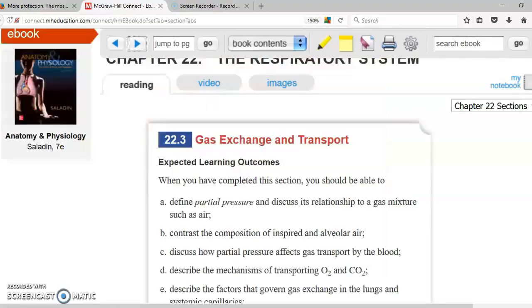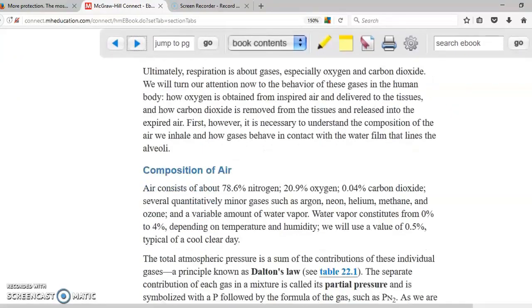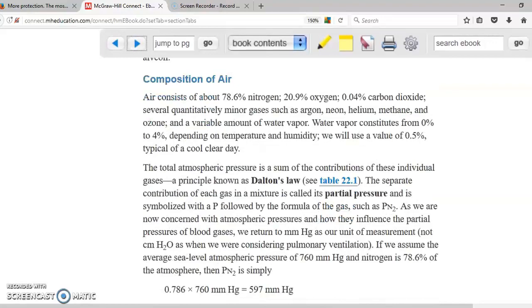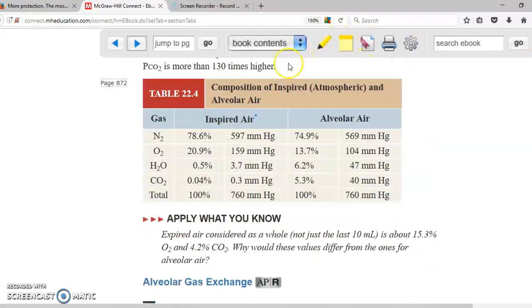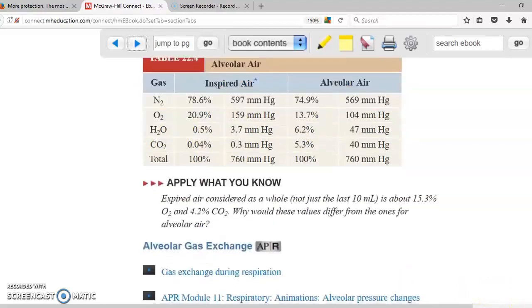The next topic in this chapter is gas exchange and transport. The first thing that we have is composition of air. As you can understand, the air is not pure oxygen. Right here you have a table where you can see the composition of the air. Most of the air that we have in the environment is nitrogen. About 20% is oxygen, with little amounts of water and carbon dioxide. Right here you have inspired air, the air in the environment, but this is the air that you have in your alveoli. Okay, next thing we have right here is gas exchange.